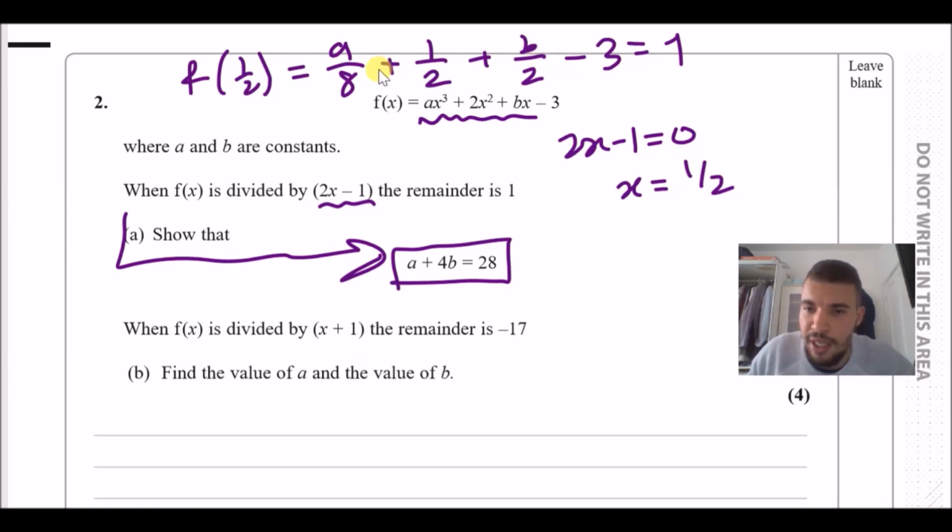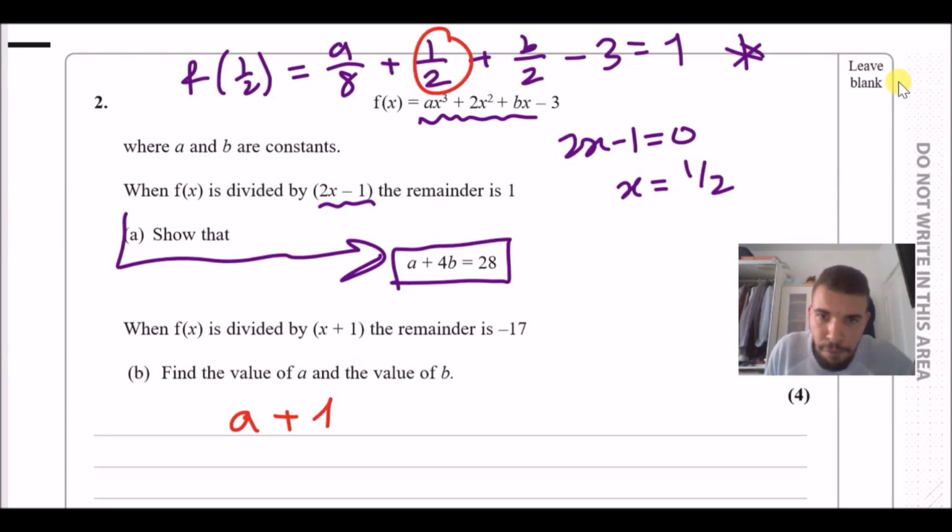But to make it nice and easy, let's go ahead and clear the fraction because there's no fraction involved. So times all of this by 8, okay? Let's do that now. So times in all this equation by 8. I'll change my pen. So a over 8 times 8 becomes just a, plus times the half by an 8, you get 4 times b over 2 by 8, you get 4b.